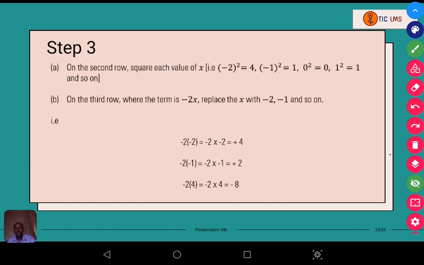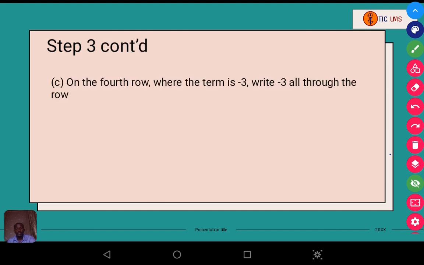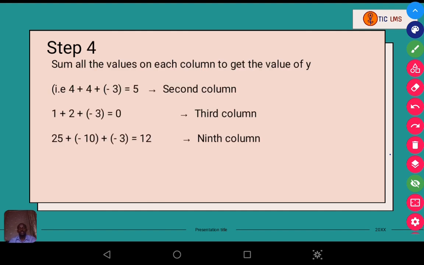And then on the third row, where the term is -2x, replace the x with -2, then -1, and so on. And then step C says that on the fourth row, where the term is -3, write -3 all through the row. And then step 4 says that sum all the values on each column to get the value of y.